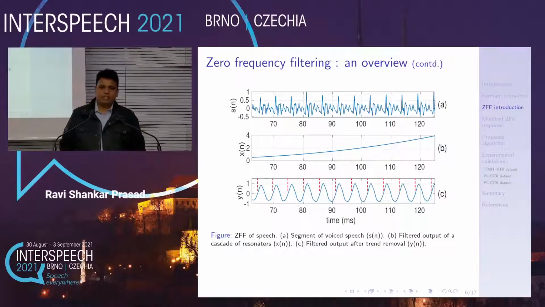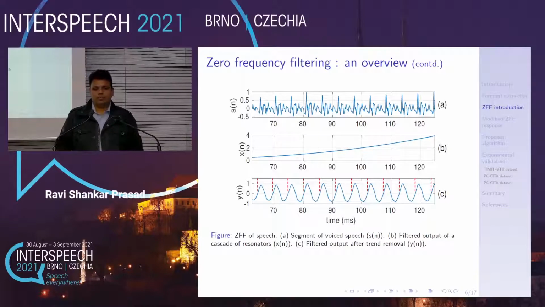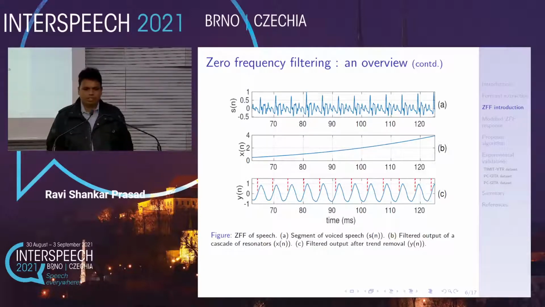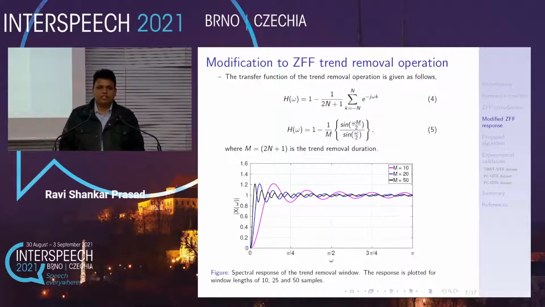We can see that the speech signal is passed through the zero-frequency filtering mechanism to obtain x[n], which is the signal with the growing polynomial trend, and then it is removed with the help of the trend removal window, and we get the signal y[n], which is periodic or pseudo-periodic. It depends on the fundamental period of the speech. And we can also identify the glottal closure instants in this zero-frequency filtered signal. Now the trend removal window has a response which is given by equations 4 and 5. This response is more like an inverted moving average filter.